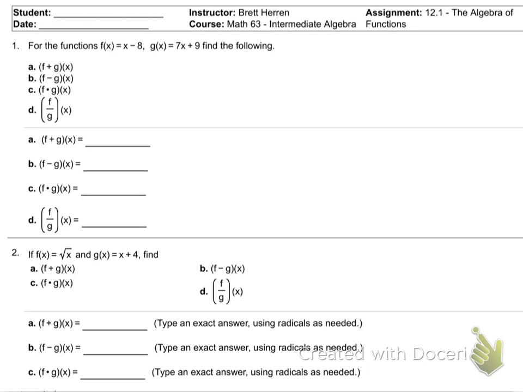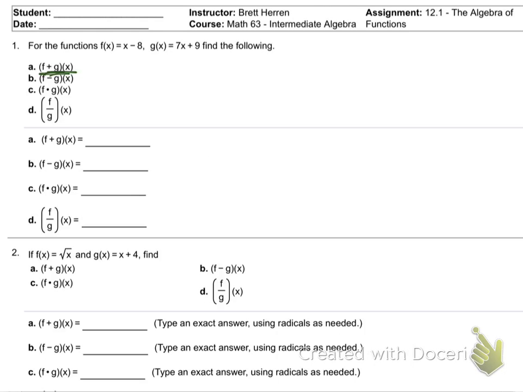All right, so we got two functions, f of x and g of x. This is a pretty easy section. This one's easy. Next one's a little more challenging. So let me do a couple of these. All right, f of x is x minus 8. g of x is 7x plus 9. What do they want me to do? Add, subtract, multiply, and divide those functions. Pretty straight ahead. So they're saying, all right, add those functions.